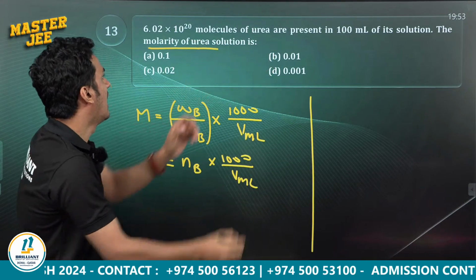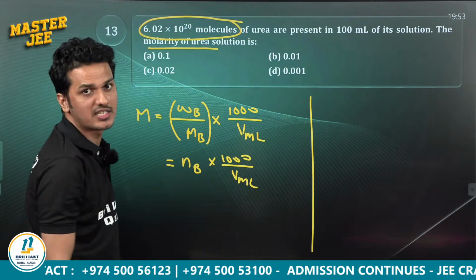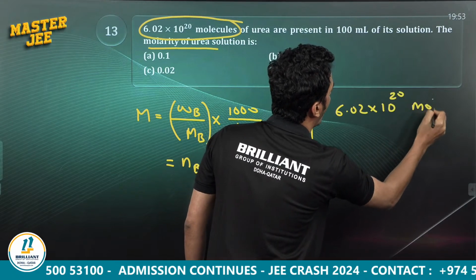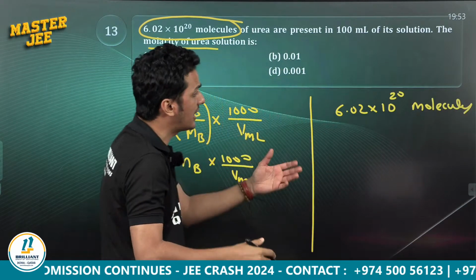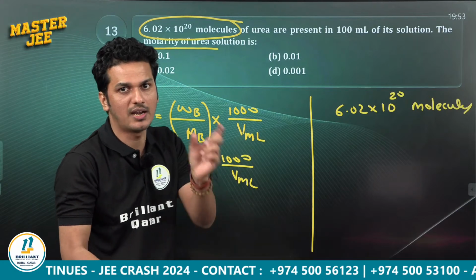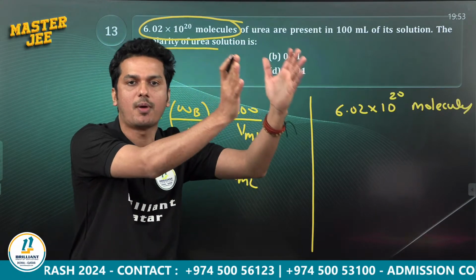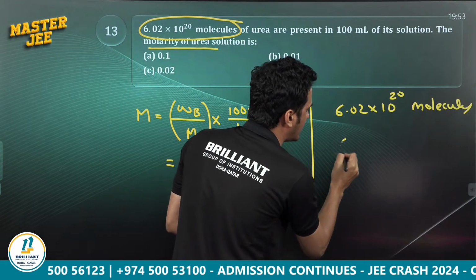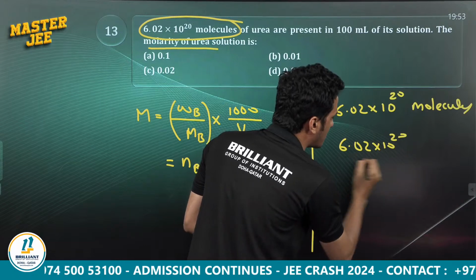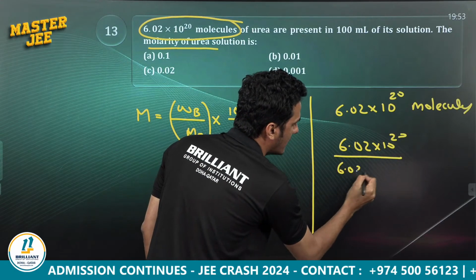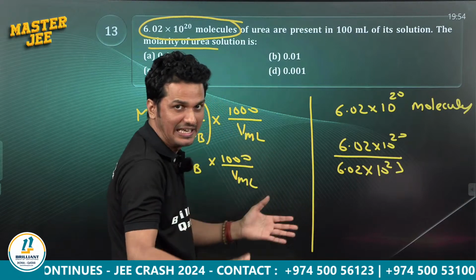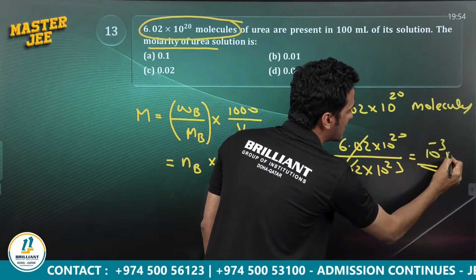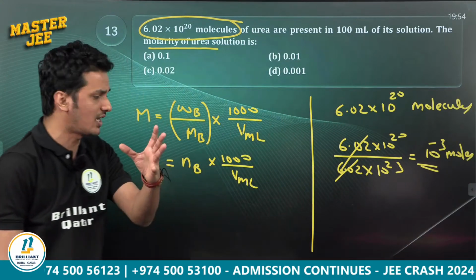But we have to look here. Urea is the solute and only its molecules are given. The number of molecules is 6.02 into 10 to the power 20. How can I convert it into moles? 1 mole means the number 6.02 into 10 to the power 23. So to convert molecules into moles, I have to divide this value with the Avogadro number, 6.02 into 10 to the power 23. Automatically this will get cancelled, guys. The answer is 10 to the power minus 3. This many moles are there, 10 to the power minus 3 moles.